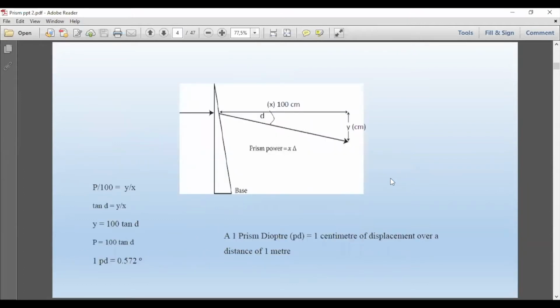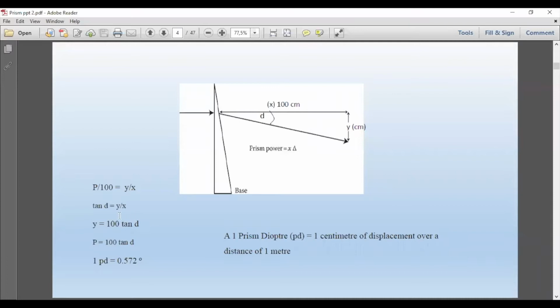Okay. Now, when we talk about a prism or one prism diopter, in other words, a prism with a deviating angle of 1 prism diopter, it will displace the image of an object 1 centimeter, which is y over here, over a distance of 1 meter. Now, if we look at the equation over here, we can see that P over 100 is equal to y over x. Now, P over here is basically your displacement, which is y.